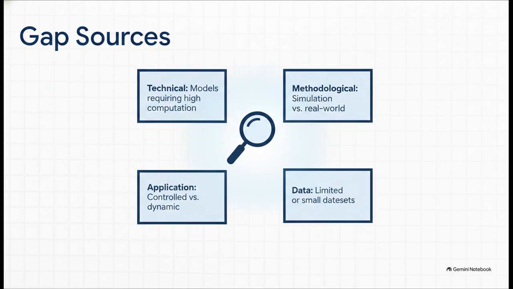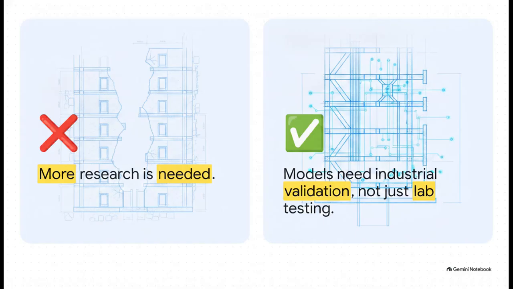You've got technical gaps, maybe a model requires way too much computation power. You've got methodological gaps where, say, a paper relies entirely on a simulation instead of real-world testing. Then there are application gaps, like when a system is only tested in a super-controlled lab, not a dynamic industrial environment. And of course, data gaps, where the data sets used are just way too small. The point is, you find your research gap by actively looking for the flaws and blind spots in the existing research. So let's see how all this culminates into the final product.